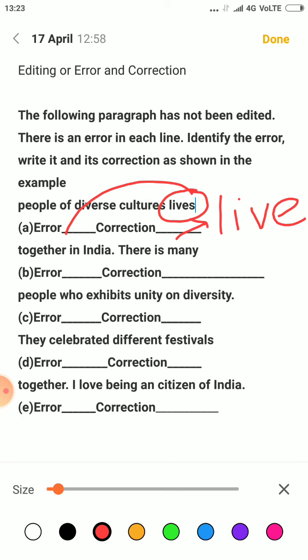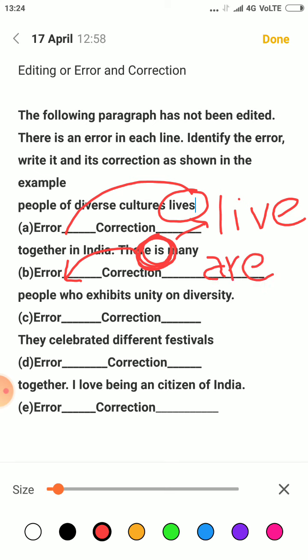That means many is always suitable for plural. Many, all, several, both are suitable for plural. And here is a singular verb. Is is a singular helping verb or auxiliary verb. So here is an error. The correction should be are.